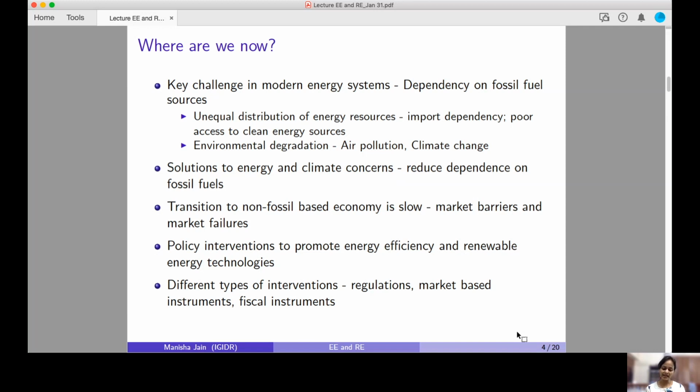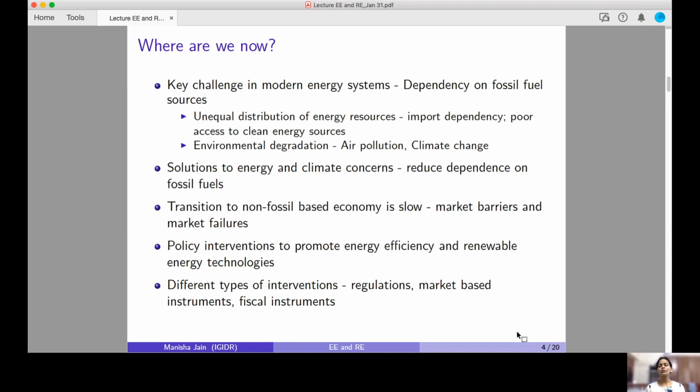So, as I said, finiteness of fossil energy sources is not really a problem anymore, because we cannot afford to burn more and more of these fossil fuels, because they are associated with emission of carbon dioxide. So the immediate solution, or the only solution to energy and climate concerns, is to reduce our dependence on fossil fuels. Now, as we saw in the numbers, there is such heavy dependence on fossil fuels, and now we are saying we reduce dependence on fossil fuels.